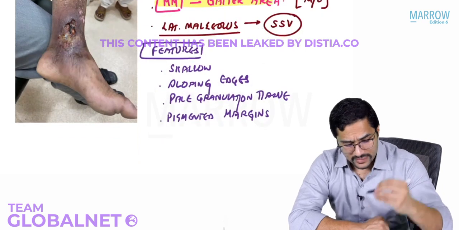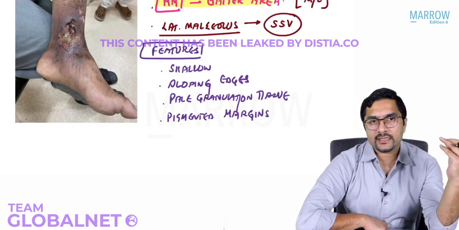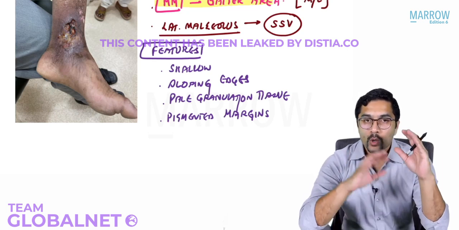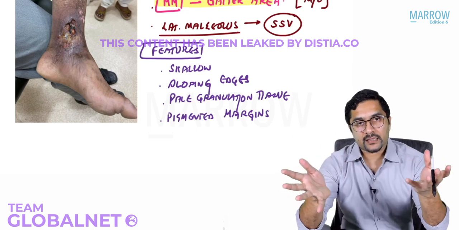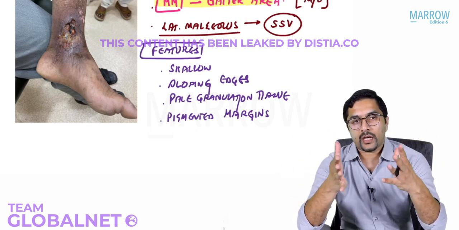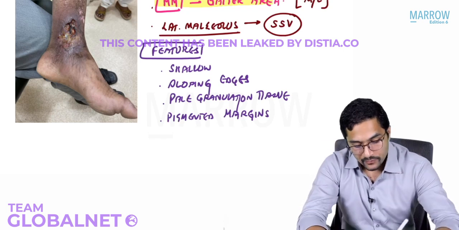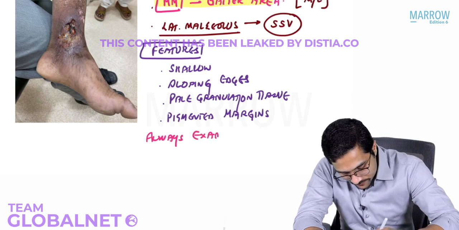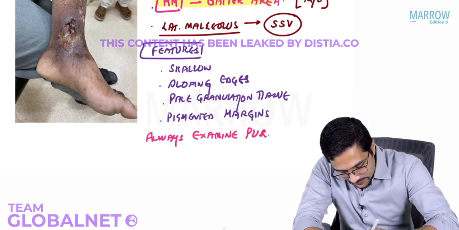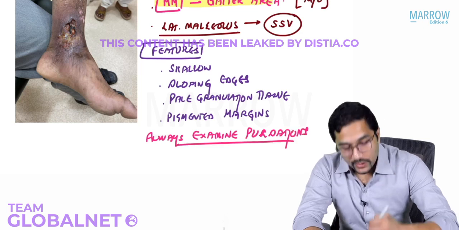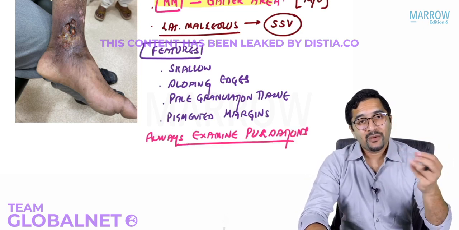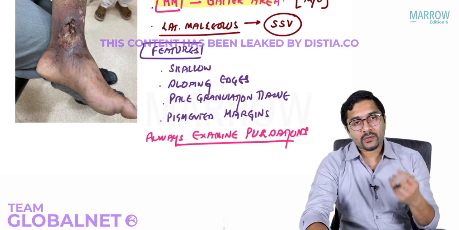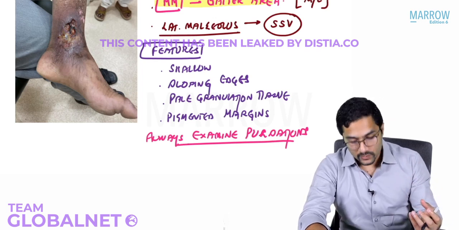Now, whenever you're given a case of an ulcer, and I've covered this in the case discussion of an ulcer as well, always describe the limb and then the ulcer. Don't only focus on the ulcer, you have to focus on the limb as well. And always examine pulsations in patients with venous ulcers as well, because sometimes there can be a mixed pathology where the patient can have concomitant arterial and venous disease.